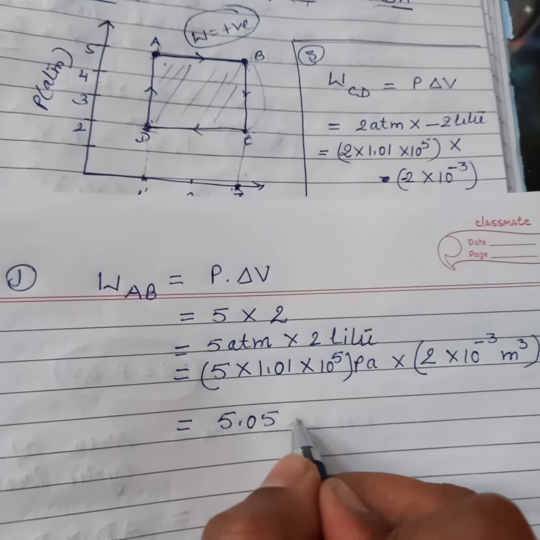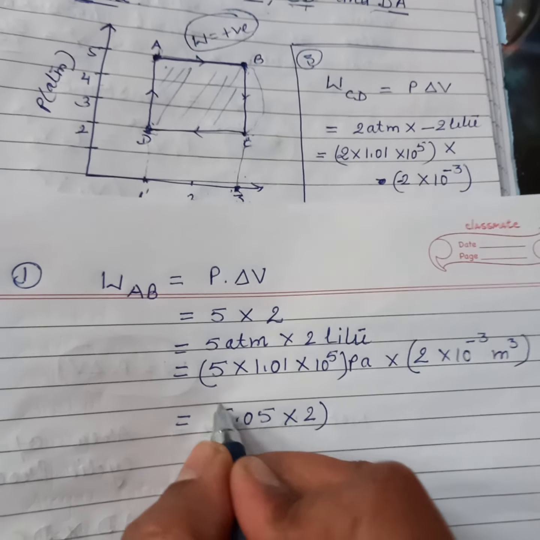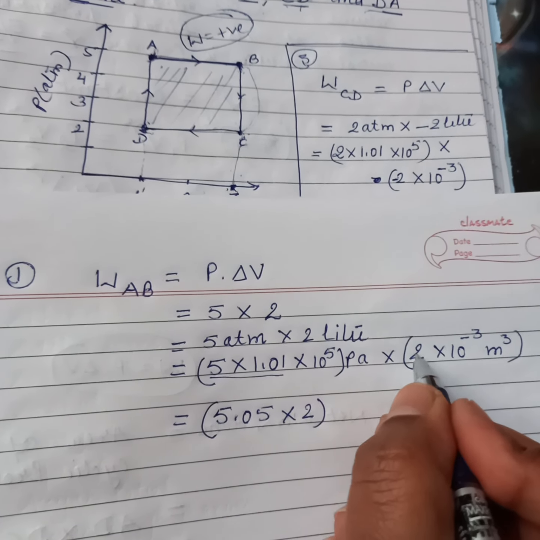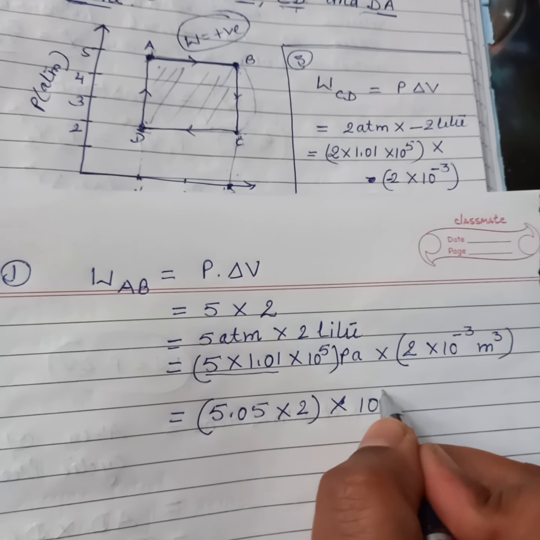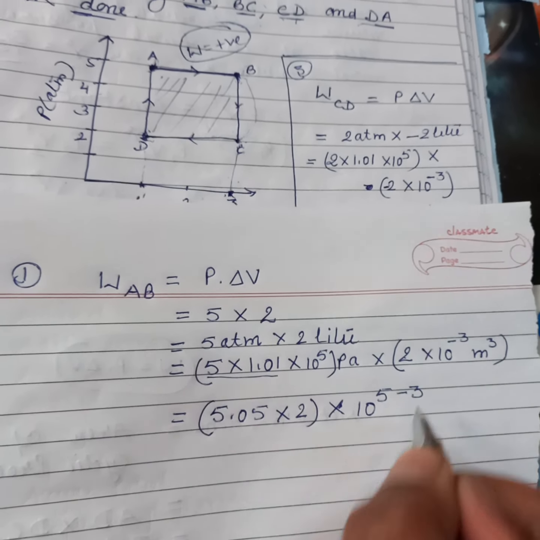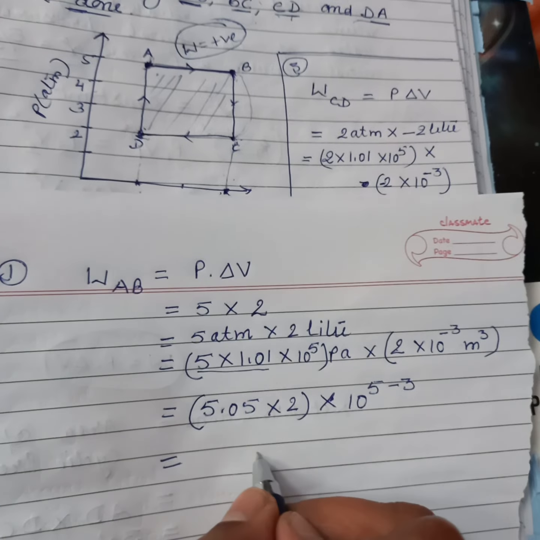5.05 multiply by 2. Okay, this multiplication is done. Afterward, this multiplication is done. Multiply by base are same, powers are added, 5 and minus 3. So what answer will you get here?